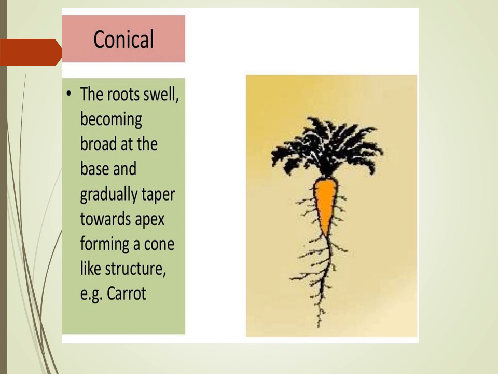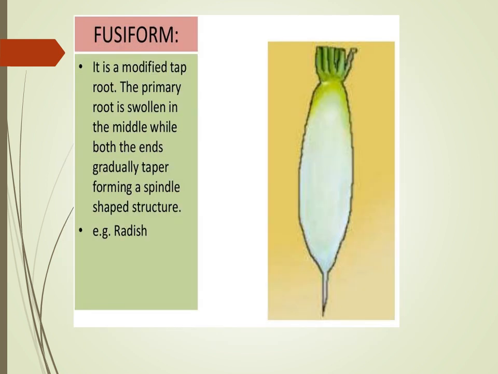So let's see the conical. The roots swell, becoming broad at the base and gradually tapering towards the apex, forming a cone-like structure. An example for this type of root modification is carrot. The second one is fusiform. It is a modified taproot. The primary root is swollen in the middle, while both ends gradually taper, forming a spindle-shaped structure. The example for this kind of root modification is radish.